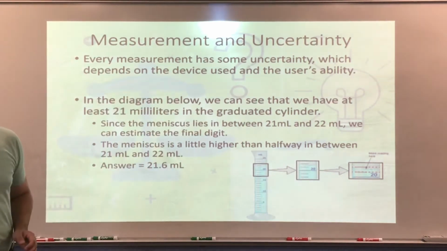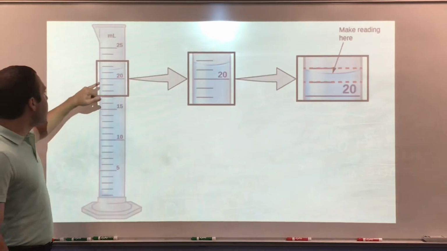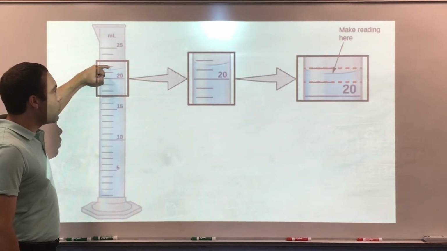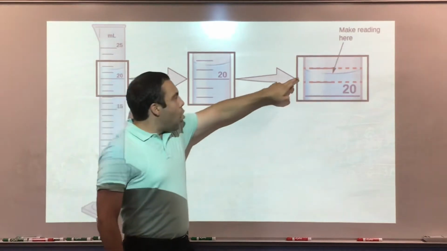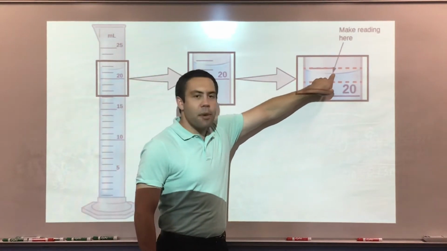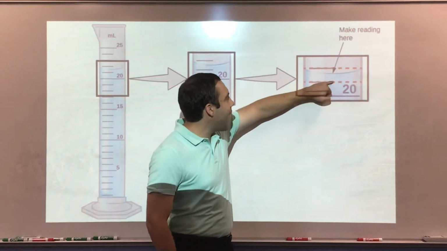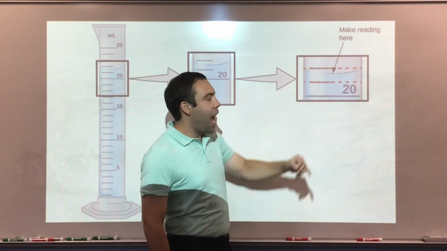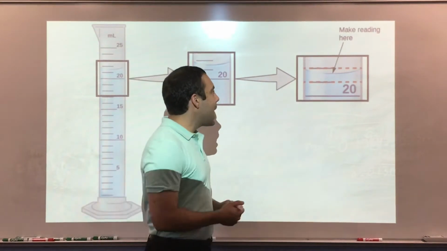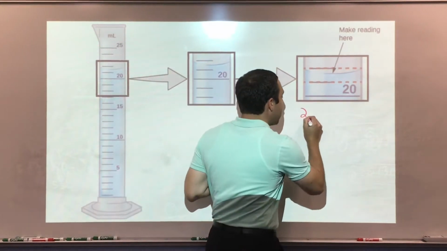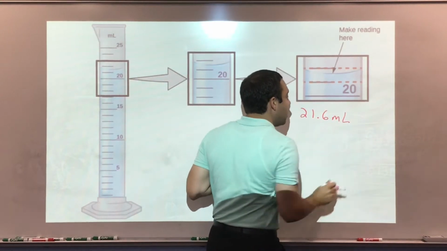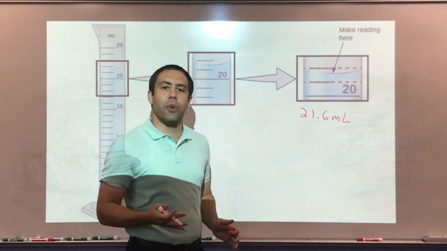I'm going to enhance the image. You can see a little bit better. So we have a little bit more than 21 and a little bit less than 22. We also could see in this very zoomed in image that the meniscus, the bottom of the meniscus, is a little bit higher than halfway between the 21 and the 22 milliliter marks. So we can estimate that there is 21.6 milliliters of water in this graduated cylinder.